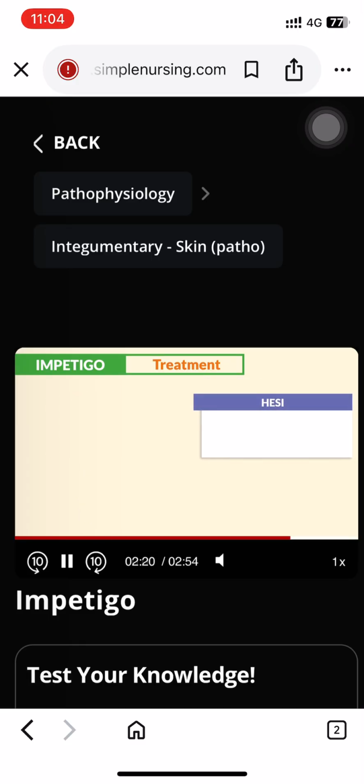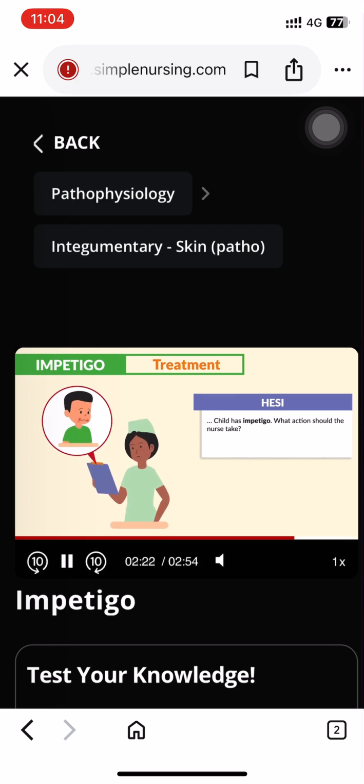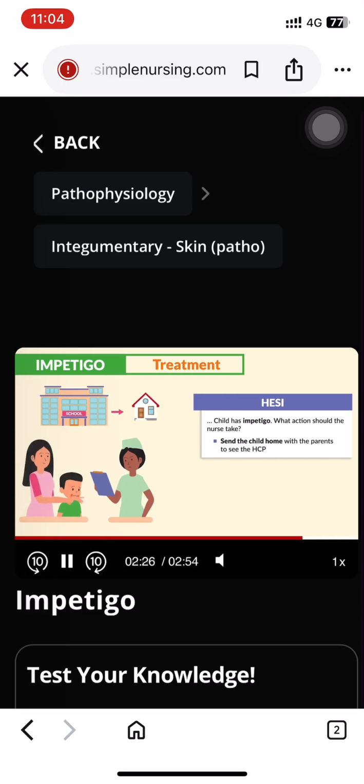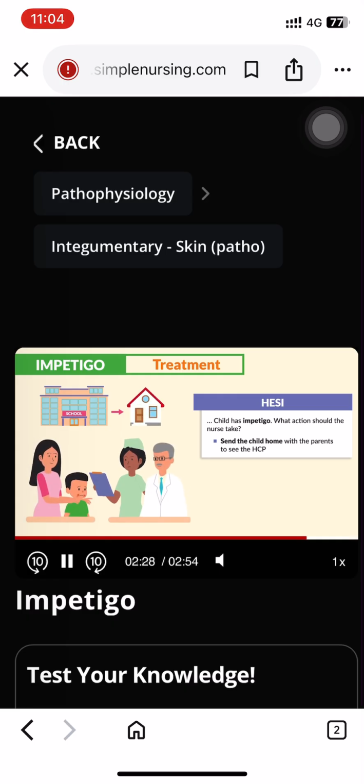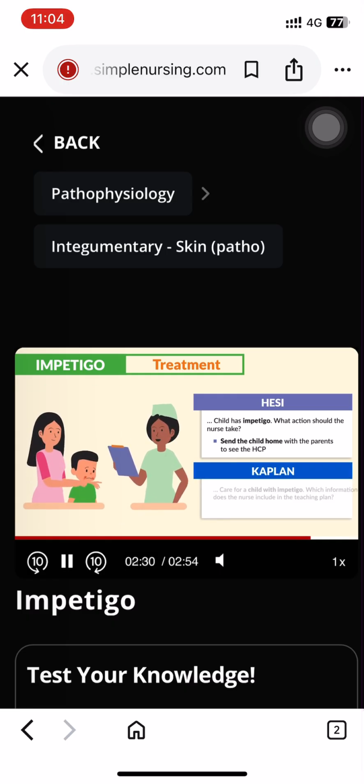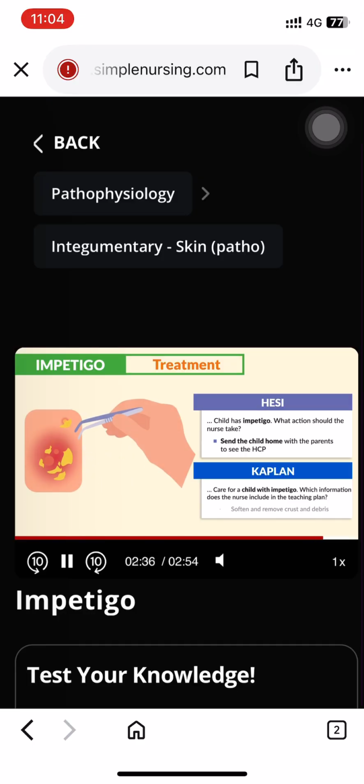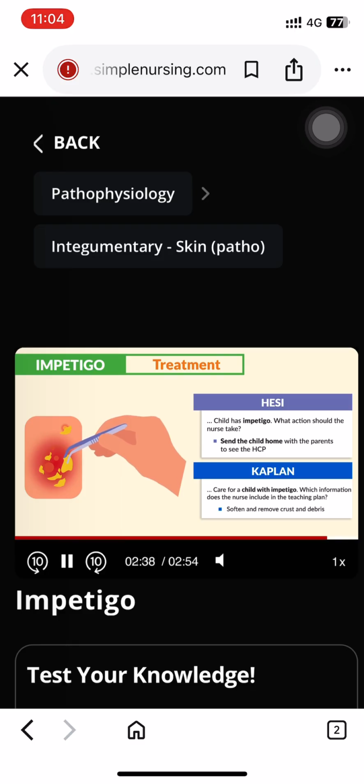So HESI mentions, a child has impetigo. What actions should the nurse take? Send the child home with the parents to see the HCP. And Kaplan, care for a child with impetigo. Which information does the nurse include in the teaching plan? Soften and remove crust and debris.